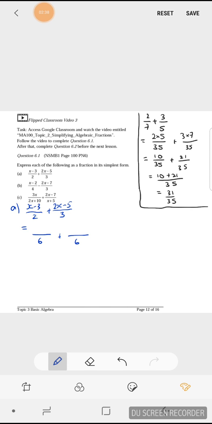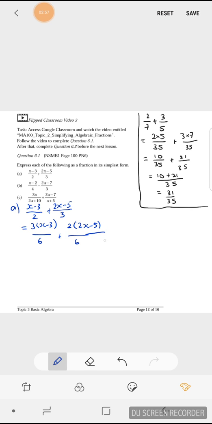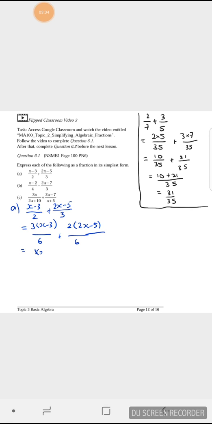To make 2 into 6, I multiply by 3. So I must also do 3 times x minus 3. And for this, to make 3 into 6, I must multiply by 2, so 2 times 2x minus 5. Take note, instead of writing times, I will use a bracket. Now from here, this will give me 3(x minus 3) plus 2(2x minus 5) over 6.